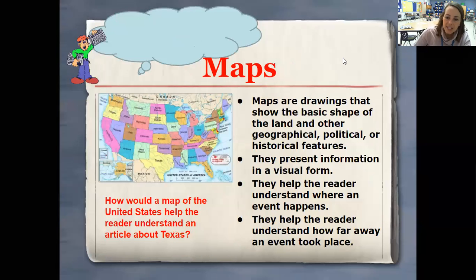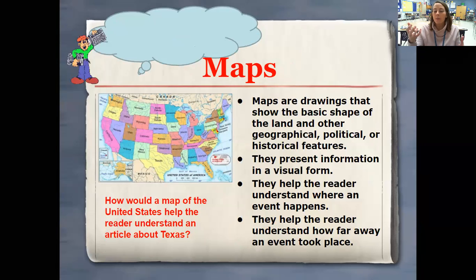Okay, this is the last one we're going to look at today, and there are even more than this. I know I've given you a lot. Maps, and these are, I think, the easiest ones because you guys know what a map is. So a map, basically, it's a drawing that shows the basic shape of the land, and it helps the reader to understand where an event happens.